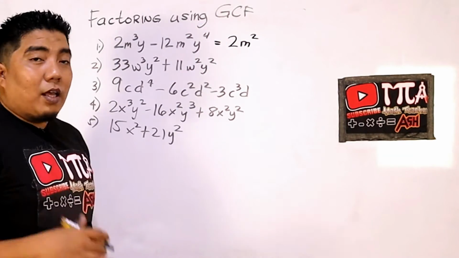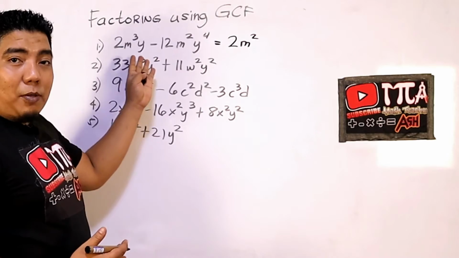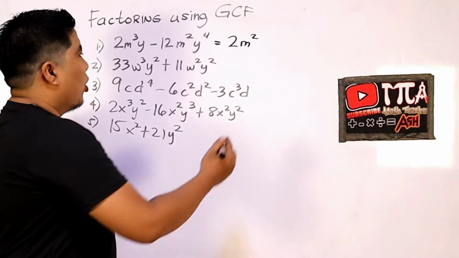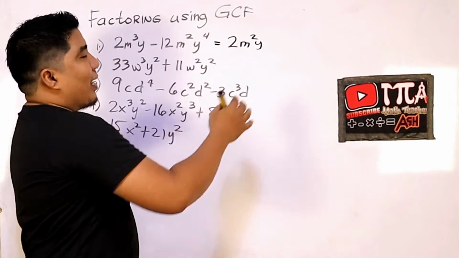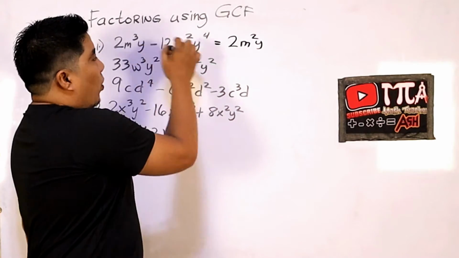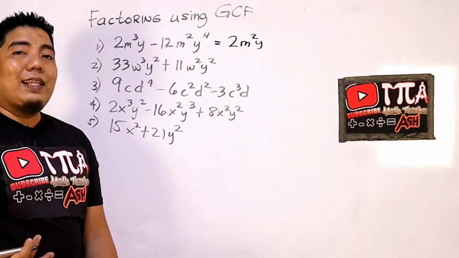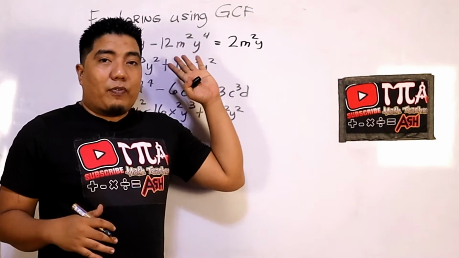Then we go with y. Do we have y in the first term? Do we have y on the second term? Yes. So we will get y, and then we get the lowest exponent, and that is 1 here. So this is our greatest common factor for our first given.